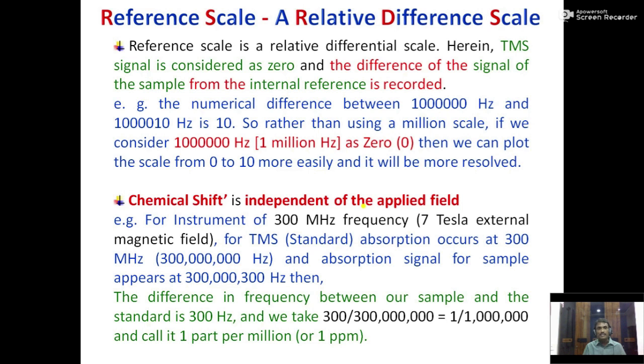And the absorption signal for the sample will appear at 300 million and 300 hertz. So the signal for TMS is 300 million hertz and the signal for sample is 300 million and 300 hertz. So if we are taking the difference between the two, it is 300 hertz. The difference between the reference and sample signal is 300 hertz. We can divide this 300 hertz by the instrumental frequency. The instrumental frequency is 300 million hertz. So you can see that 300 hertz divided by 300 million hertz is equal to 1 by 1 million, and it is called 1 parts per million, that is, 1 ppm.